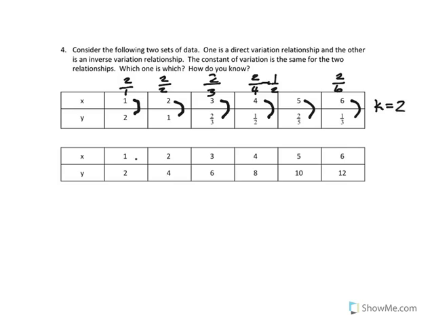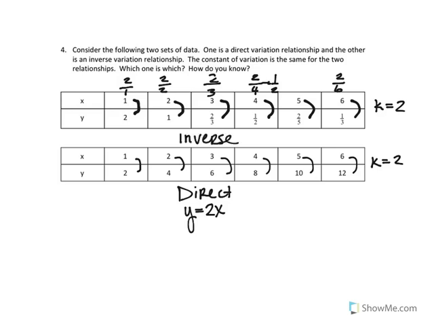Now if we look at the next one, and what we have to do to get from one to the other, that's very easy to see that we just need to multiply each thing by 2. But since we're multiplying here, we've got to think about the fact that this is going to be direct variation, because I can say y equals 2 times x, and the previous one would be inverse, since we can say that y equals 2 divided by x.